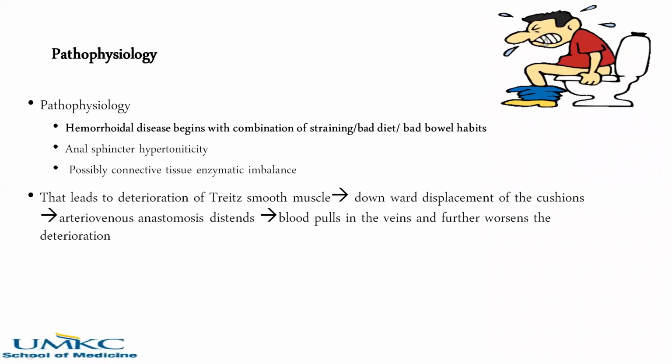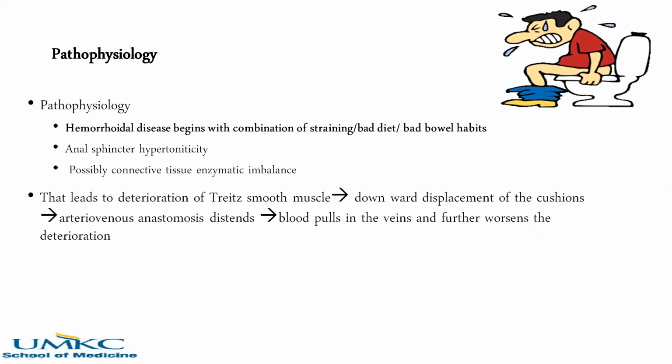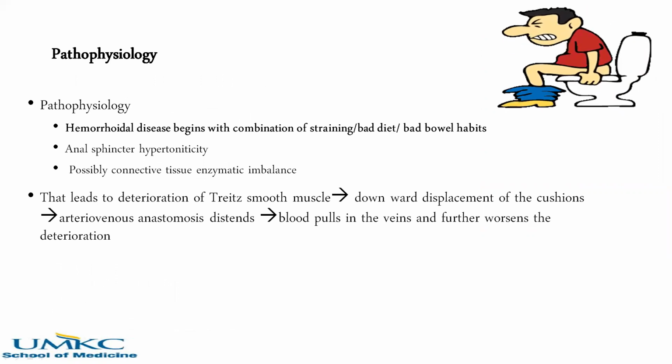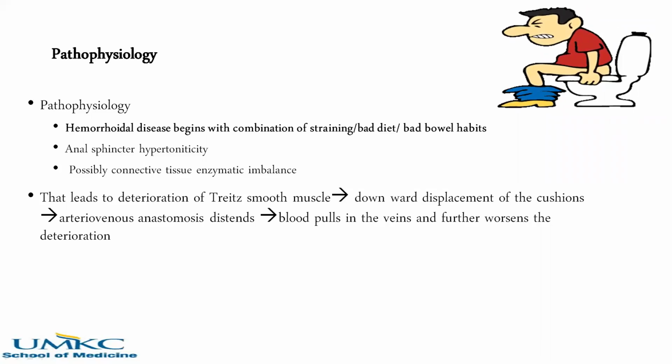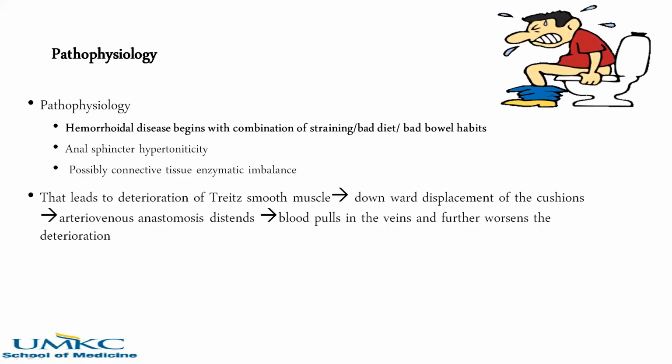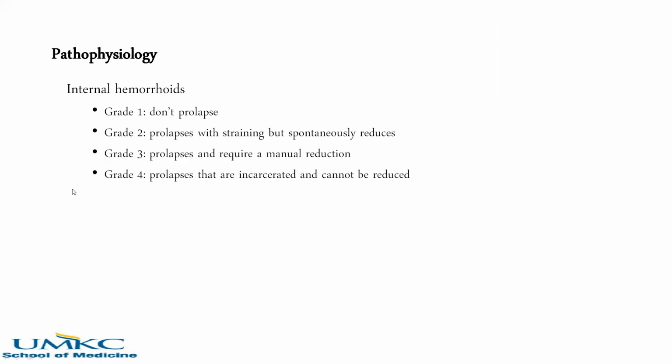Hemorrhoidal disease really begins with a combination of straining, bad diet, and bad bowel habits. There's often increased vascularity, increased inflammation, and increased anal sphincter hypertonicity that can lead to deterioration of the supporting smooth muscles and downward displacement of the cushions. Internal hemorrhoids are further classified into 4 grades. Here it is for your review.